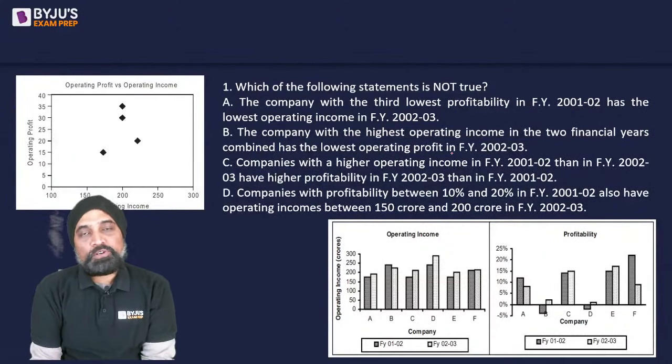So we will look at the graphs and we will try to solve it. Now, the 4 statements that we are looking at in the options are quite lengthy, right? As in, it looks like there is going to be a lot of calculation involved.